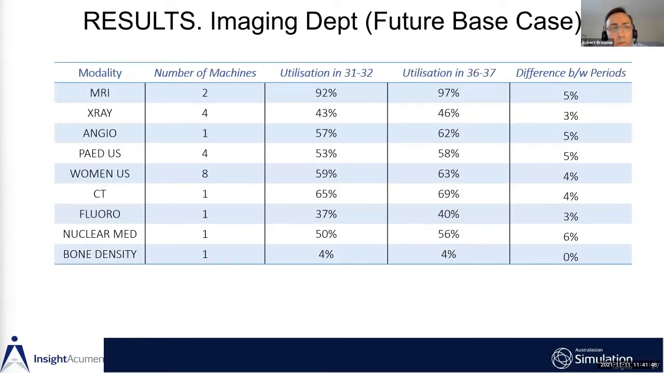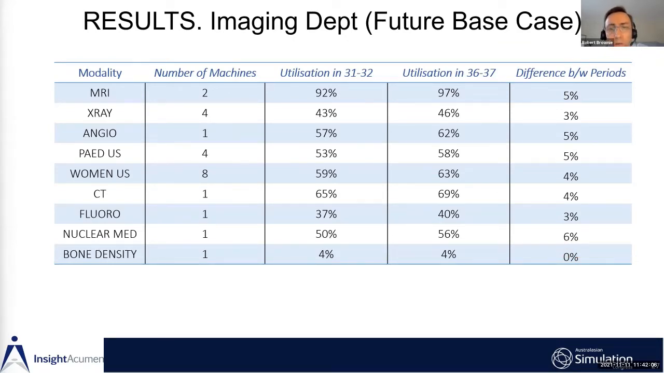So this is a summary table of the utilization results. We have modalities in the first column, number of machines, then utilization in 2031-32, 36-37, and then the difference between those two time periods. They all increased due to the high demand at 36-37, with the exception of the bone density modality.